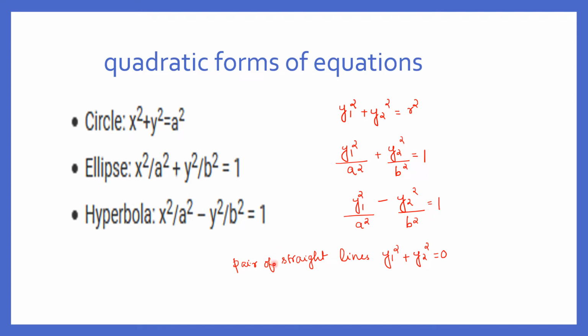And in the case of a pair of straight lines, it can be represented as y1 square minus y2 square is equal to 0. These are some of the commonly used geometric figures whose equations should be expressed in terms of quadratic forms.